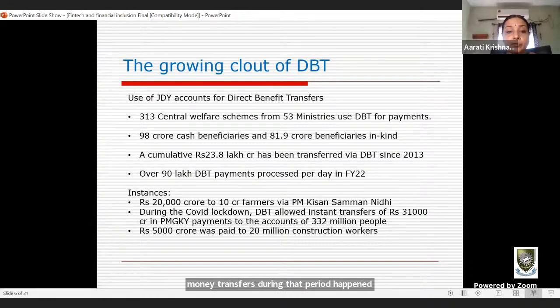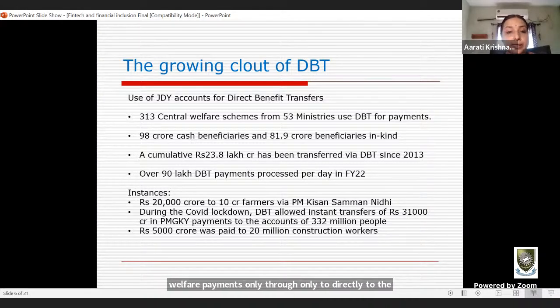There was also a payment of 20,000 crore made to 10 crore farmers, which was called the Kisan Samman Nidhi. DBT also allowed 31,000 crores to be transferred to BPL ration card holders, under the Garib Kalyan Yojana. So this was transferred to nearly 33 crore people. So after that experience, the government has been moving more and more to try and transfer all its welfare payments directly to the bank accounts of people via the direct benefit transfer route.